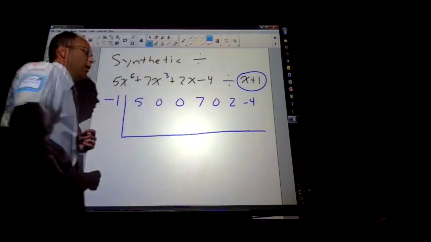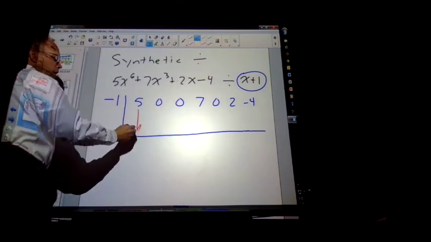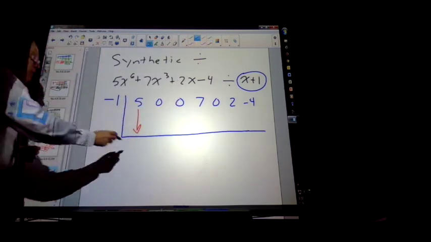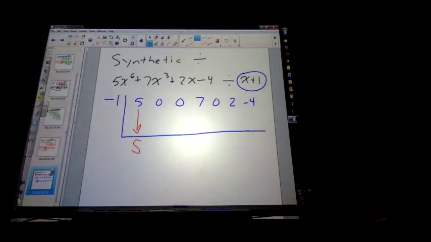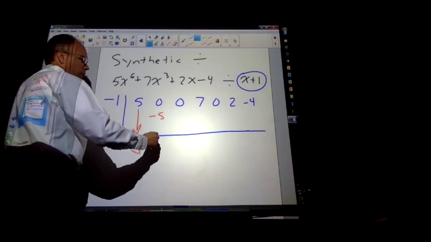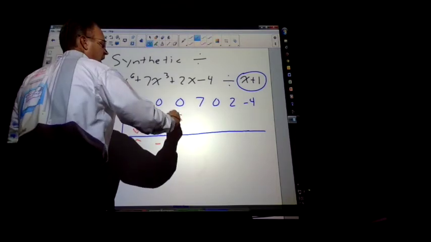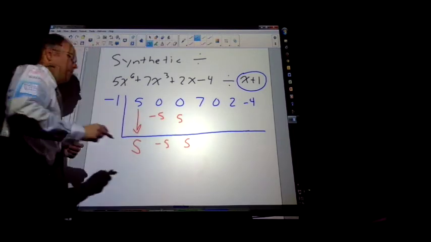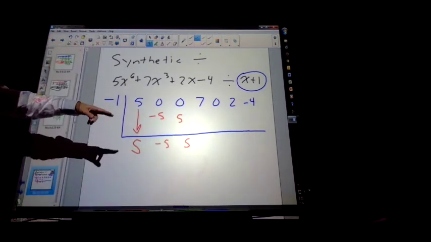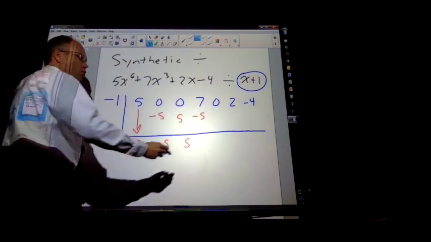Okay? Still with me? All right, here we go. So you're going to draw an arrow straight down. That 5 comes straight down. Like, what kind of math is that? It's the straight down kind. All right, 5 times negative 1 is negative 5. If I add those together, I get negative 5. Still with me? Negative 5 times negative 1 is positive 5. If I add 5 and 0 together, I get 5. Still with me? I'm now going to take that 5 and multiply times negative 1, and I'm going to get negative 5. If I add those together, I get 2.